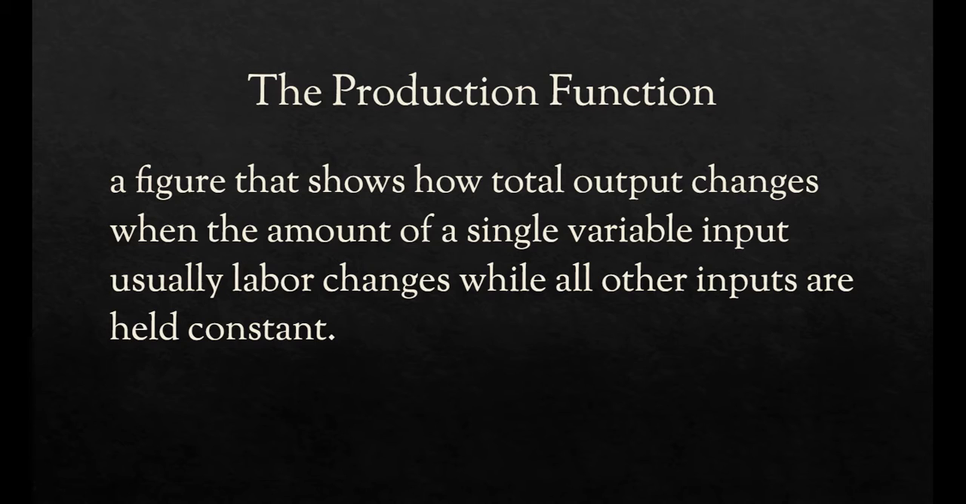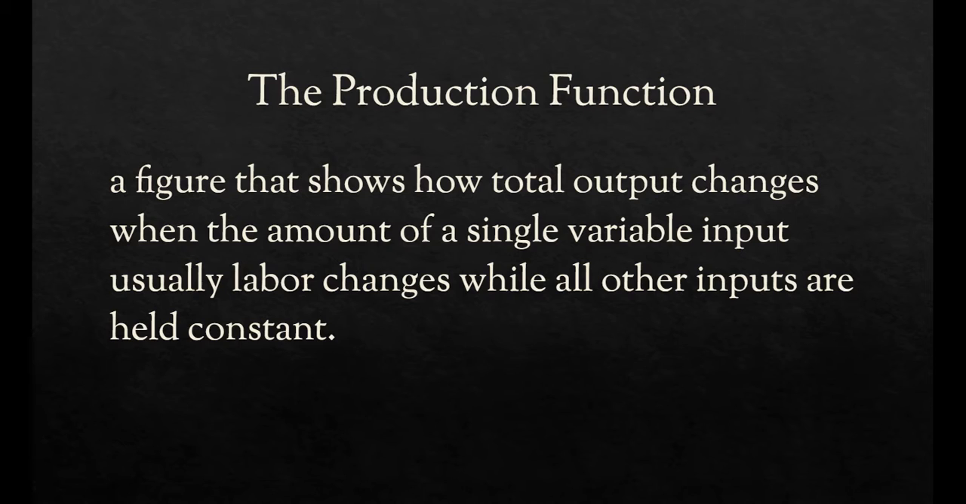Okay, so here we go. What is the production function? The production function is a figure. It's a number that shows how total output changes when the amount of one single variable input, usually labor, changes while all other inputs are held constant.